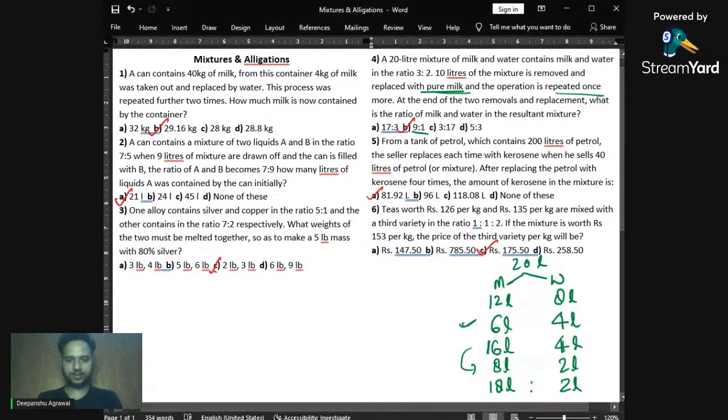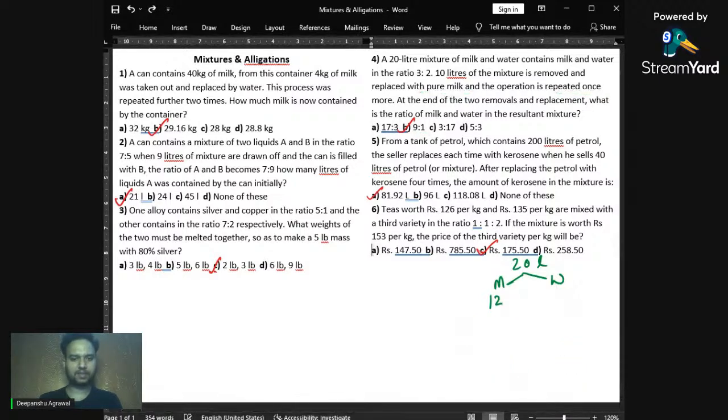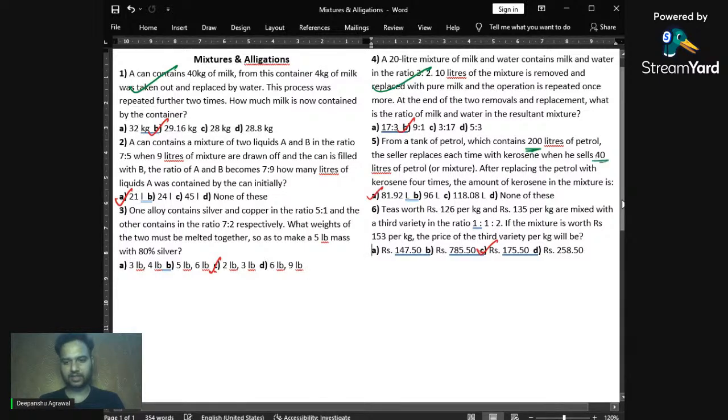Question number 5. So question number 5 is exactly same as the previous question and the first question. Question number 5 is exactly same as this and this question, right? The only thing that is different here is that the percentage of the mixture that we are taking out every time is 20%. As you can see, we are taking out 40 liter out of 200 liter every time, right?